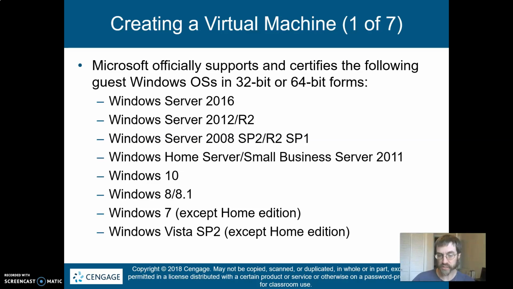Going all the way back to Vista SP2, Service Pack 2 of Vista, everything except the Home Edition of Windows 7, 8, 8.1, 10, which, I mean, 10 has been out for a couple of years now and they've gone through this rolling release for the system. Windows Home Server, Small Business Server, Windows Server 2008, starting with Service Pack 2, then R2 Service Pack 1, Windows Server 2012 and 2012 R2, Windows Server 2016, and now 2019 is out and available. No doubt 2019 is also a valid option.